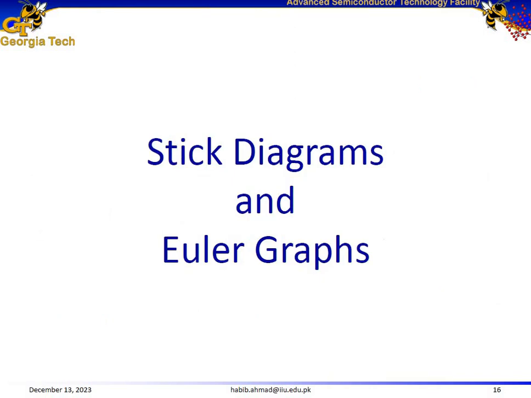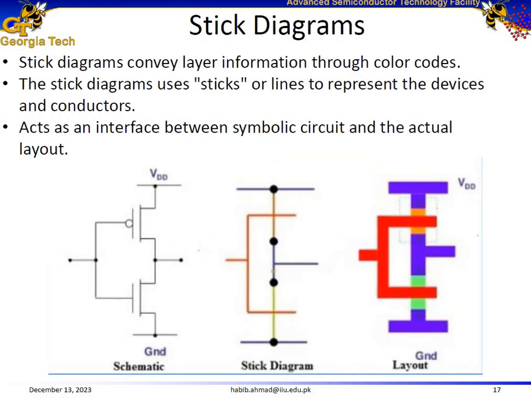Now let us discuss stick diagrams and Euler graphs. Stick diagrams are actually an interface between the circuit diagram and an actual layout of complementary metal oxide semiconductor integrated circuits, and VLSI design. The stick diagram over here in the center conveys layer information through color codes. For example, the red color over here corresponds to the polysilicon gate.